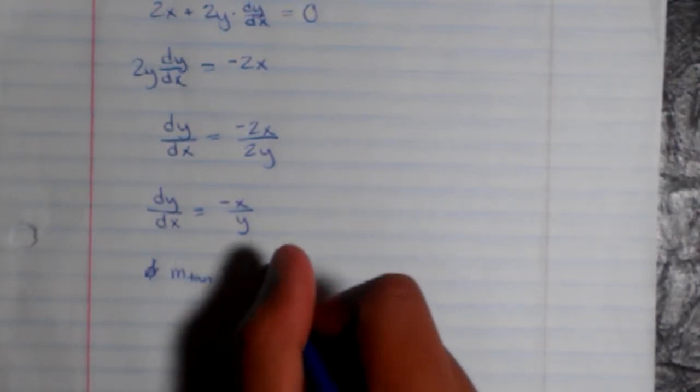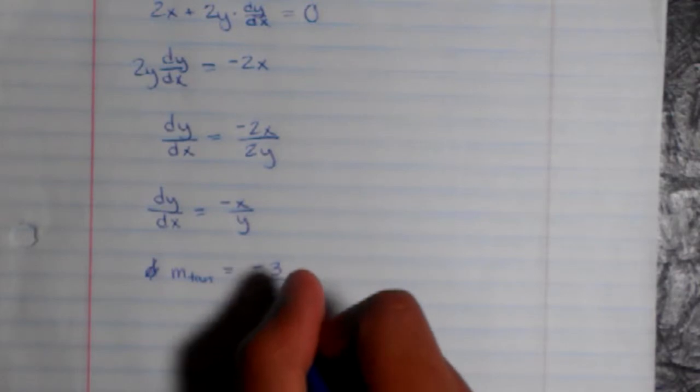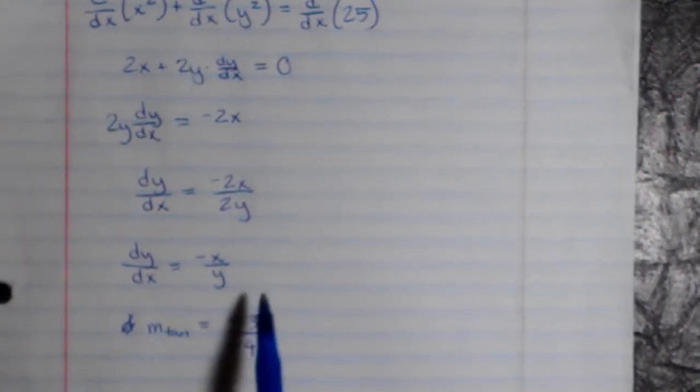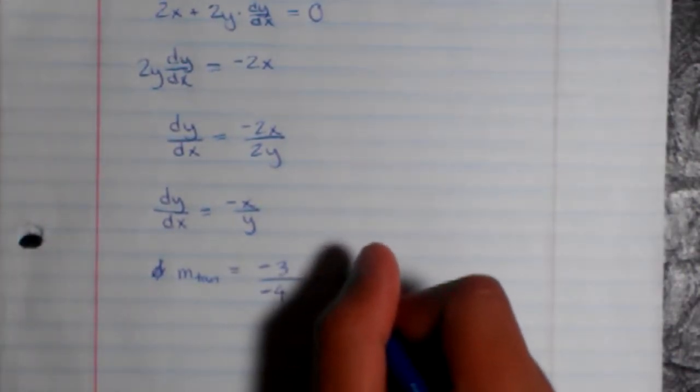But now we need to find the slope of the tangent at the point (3, -4). And so what we do is we plug into our dy over dx equation. The slope of the tangent is negative 3 over negative 4. And that's because we just plug in our x and y coordinates, which are 3 and negative 4. And that simplifies to 3/4.